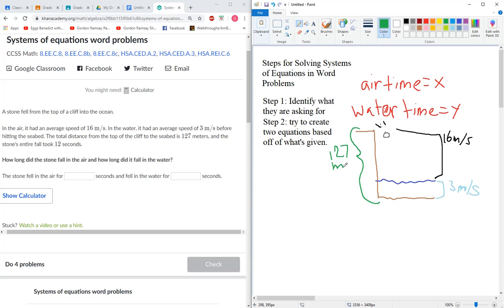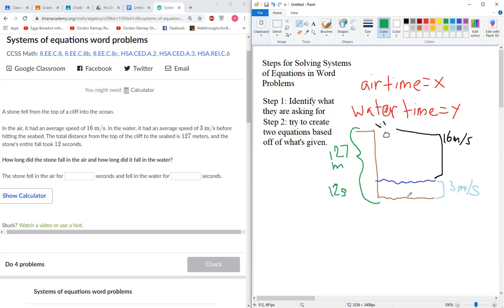And it takes a total of 12 seconds for the entire fall. Okay? My writing has not gotten better. Okay, good enough. So let's see what we got here.